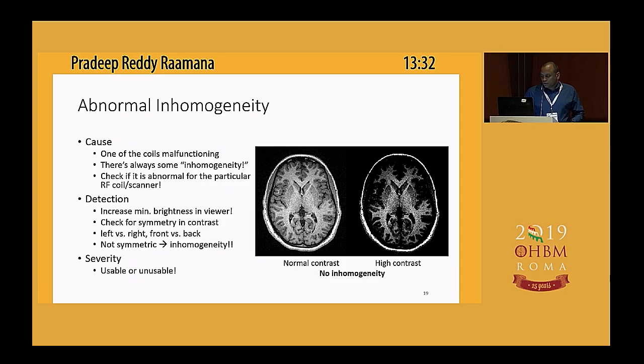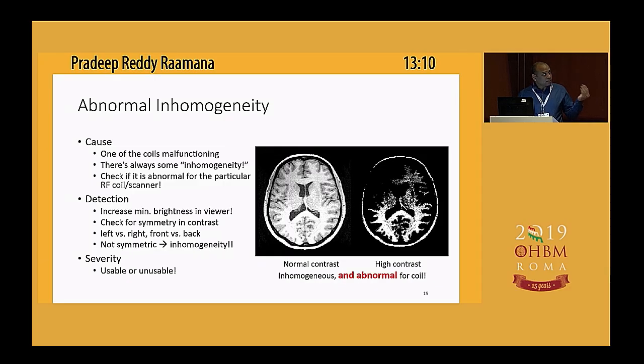To give you more intuition into this, in these two slices, to the left you have what appears to be normal contrast, and the right is high contrast, and I don't see much inhomogeneity in contrast, either front and back or left and right. For example, if you look at these two slices at different levels of contrast, it's inhomogeneous and actually abnormal for this particular coil. That's pretty obvious on the right.